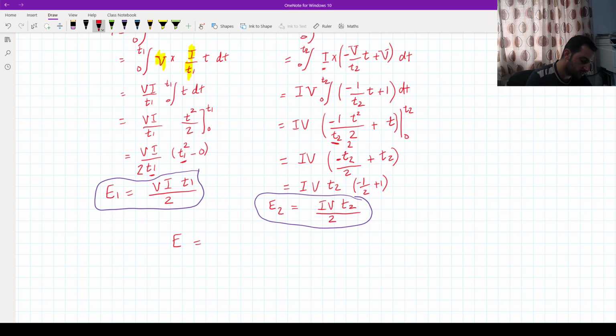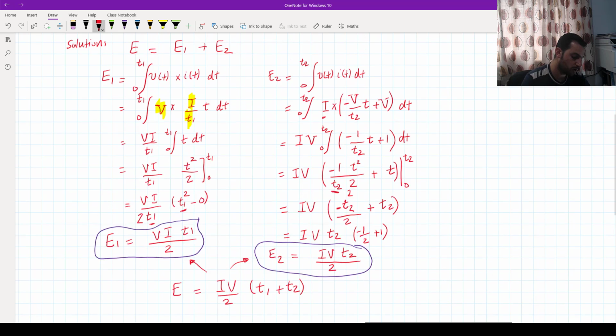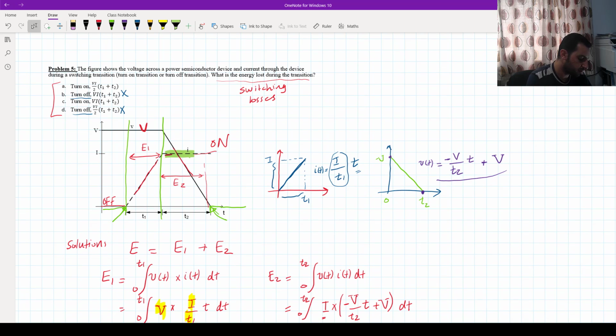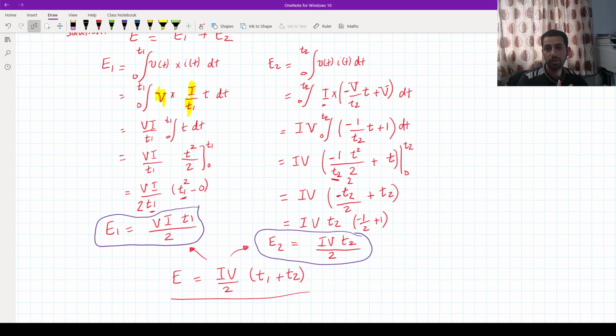The total energy equals the first one plus the second one, and I think when you see it, it will be I V T1 divided by 2. They can be taken as common, so it will be just here T1 plus T2. Okay, so now let's check which one of the options has I V divided by 2 times T1 plus T2. So we have here the first one is the correct one. The third one is wrong because it doesn't have divided by 2. So this is now the energy lost in switching from off to on.